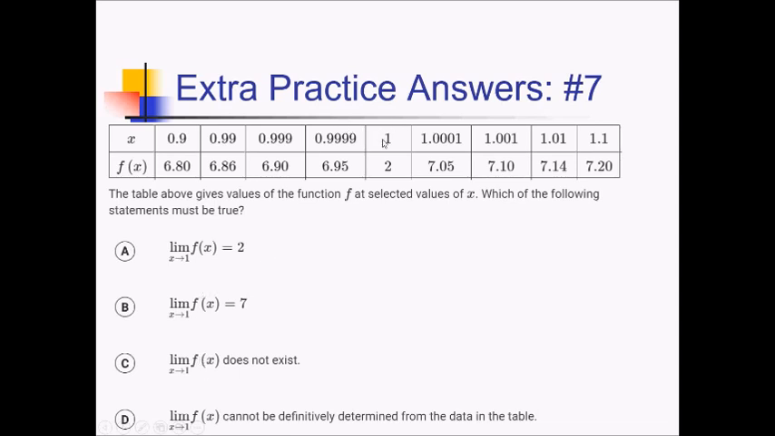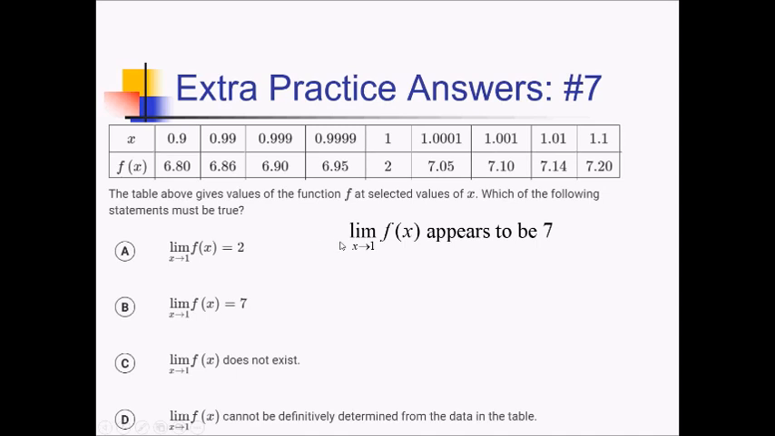As we approach the x value 1 from the left side, these numbers appear to be getting closer and closer to 7. As we approach 1 from the right side, these y values here also appear to be getting closer and closer to 7. So it sure looks like the limit as x approaches 1 of f of x is going to be 7.